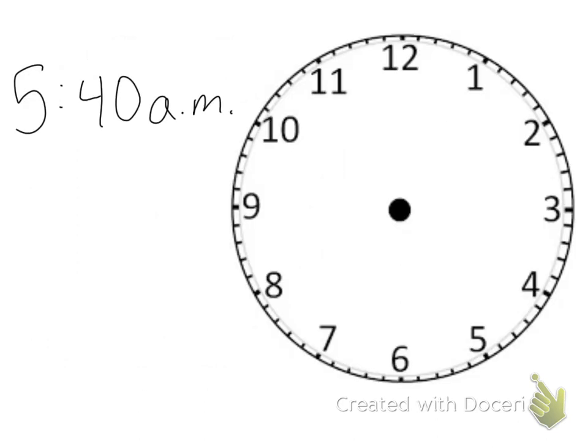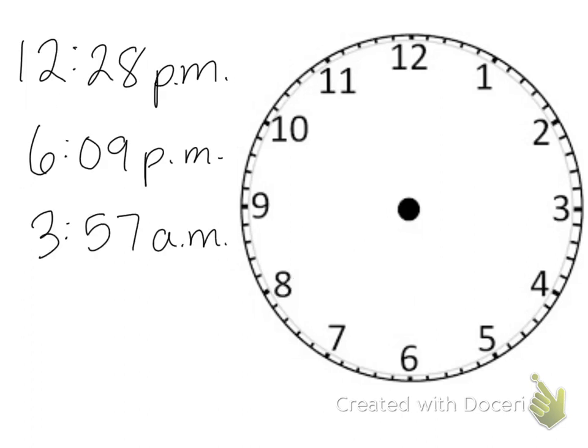All right, now I want to show a time on my clock. For 5:40 a.m., I would have the hour hand pointing between the 5 and the 6, and the minute hand pointing to the 8, because that would be 5:40 a.m. What about 12:28 p.m.? My hour hand would be close to the 12, and my minute hand would be at the 28. So it would be 5, 10, 15, 20, 25, 26, 27, 28.